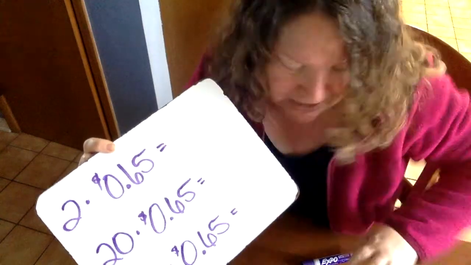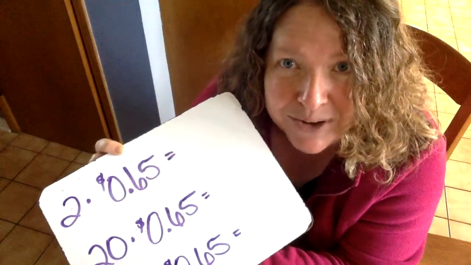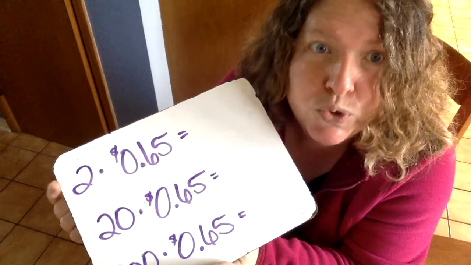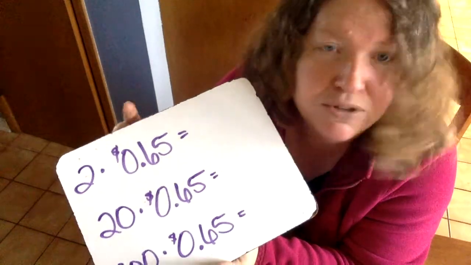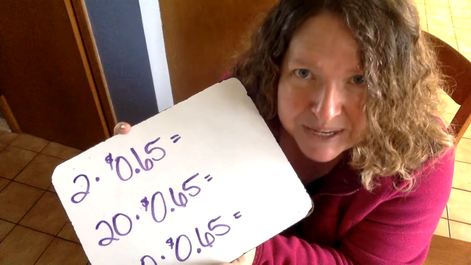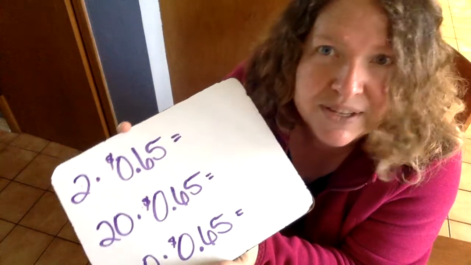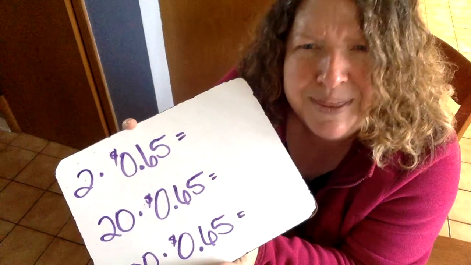So say we were going to do that. We took those Legos and we built them into 2 structures, and we were going to sell those structures for 65 cents a piece. So 2 groups of 65 cents. What would that be?